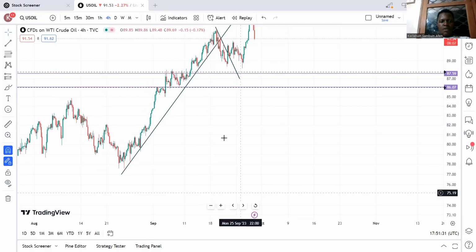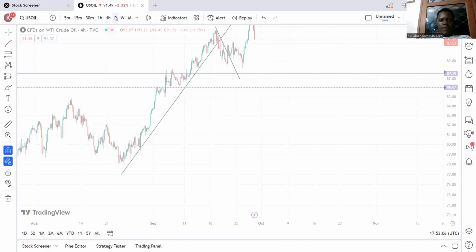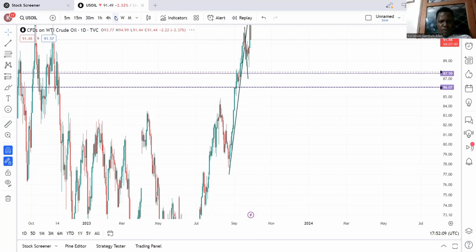Currency pairs on. Yeah, I will take a better picture of it. Take the daily time frame. That was a 4 hour time. Yeah, for the daily time frame, this is what we are going to have.